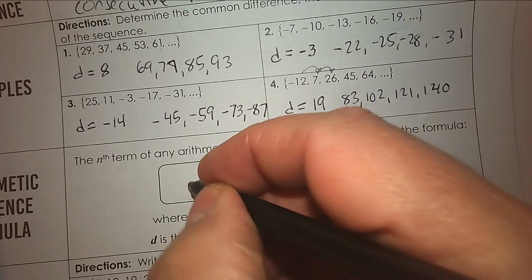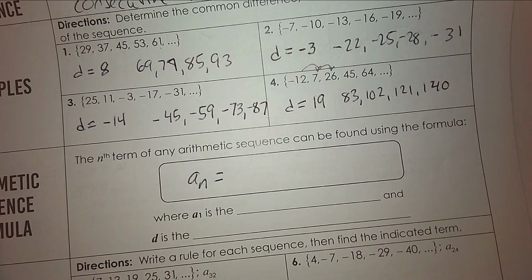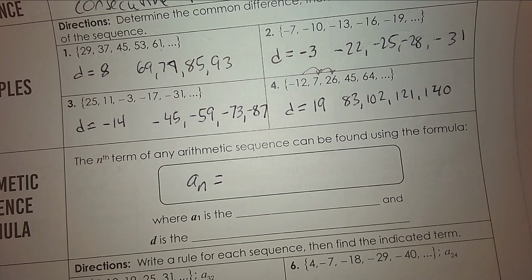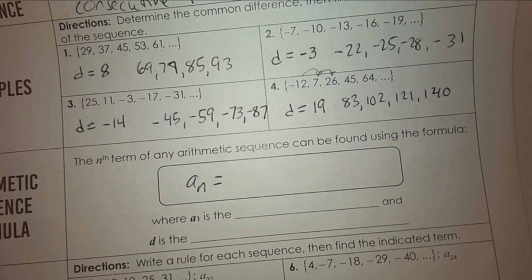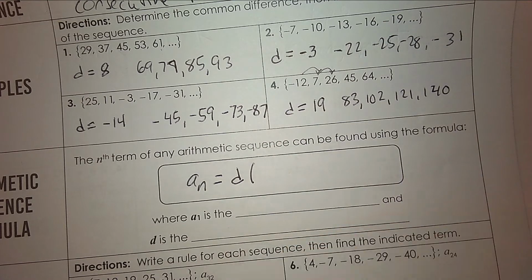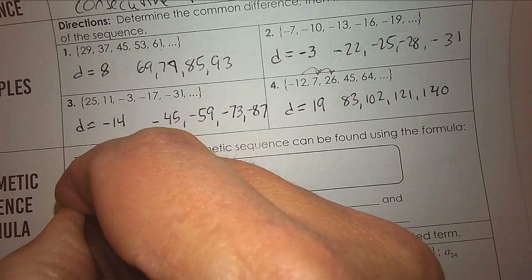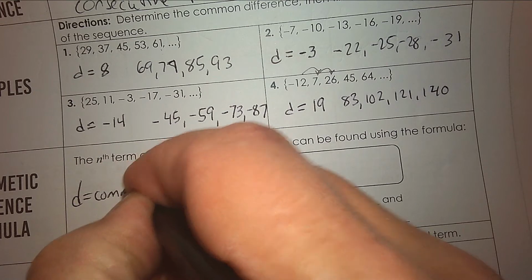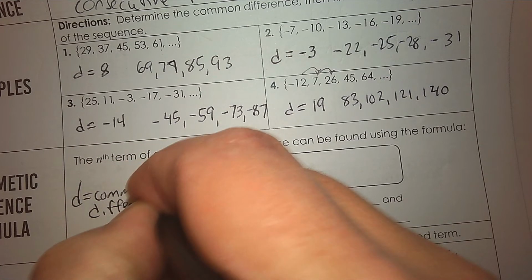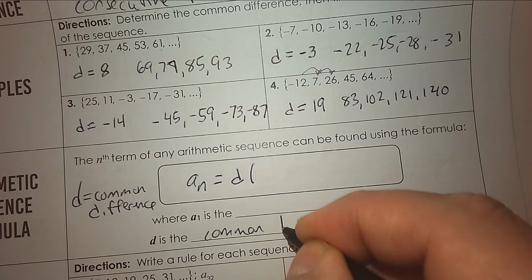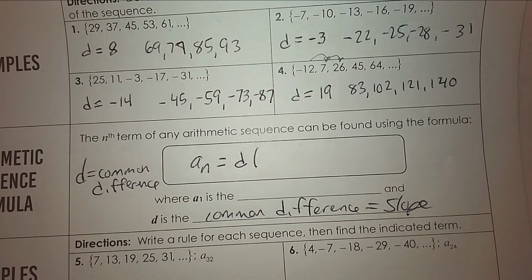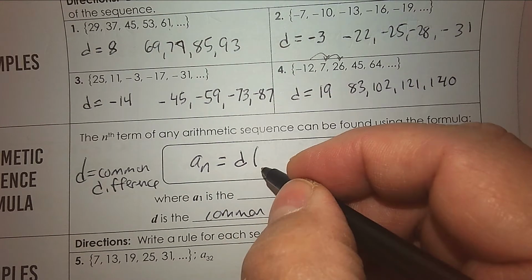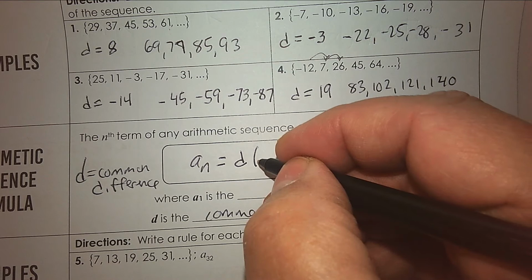Here's the formula. A_n. We don't have x's and y's. I'm going to write it in the h-k form because it'll have more power as you do other things. D is the slope. I'm going to write down that D is the common difference, but it's also the slope, so you don't forget. Then inside the parentheses, instead of x, we have the letter n.